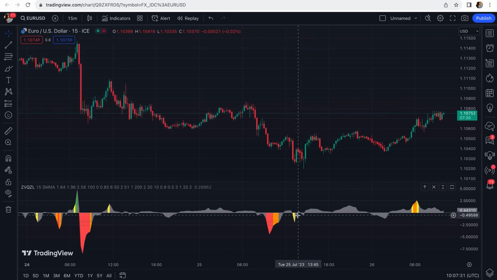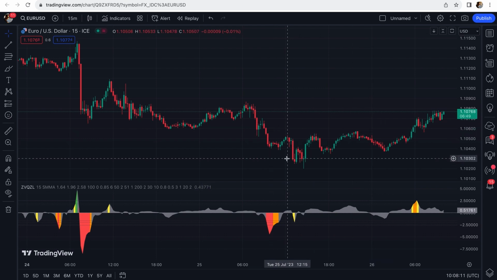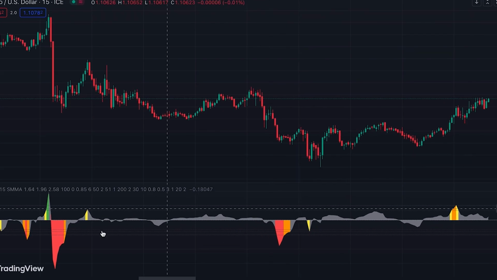So when the VQZL Z-score is closer to the mean, it will be closer to the zero line and there is more probability that there is no trend in the market, which means the market is in a trading range and the price is consolidating. And on the other hand, when the VQZL Z-score is far from the mean, we have more probability that the market is trending.